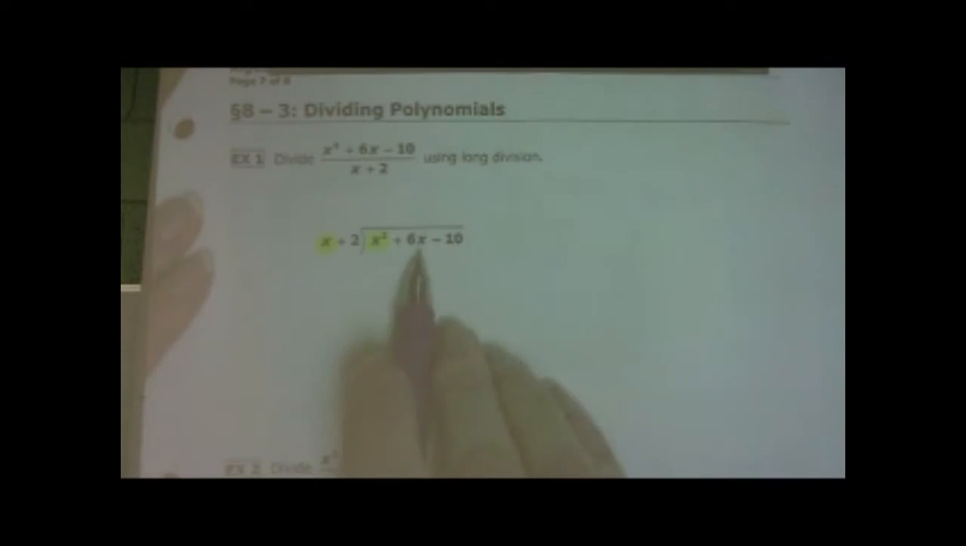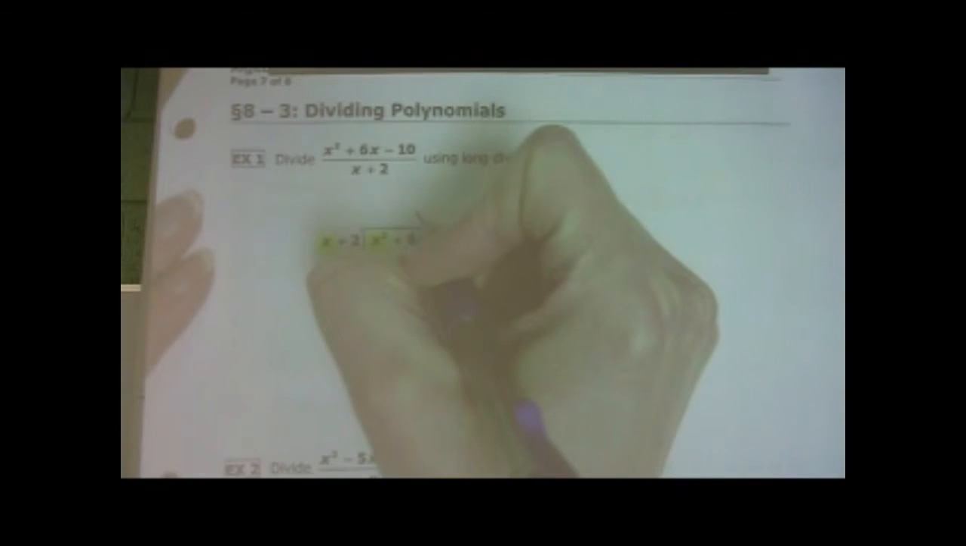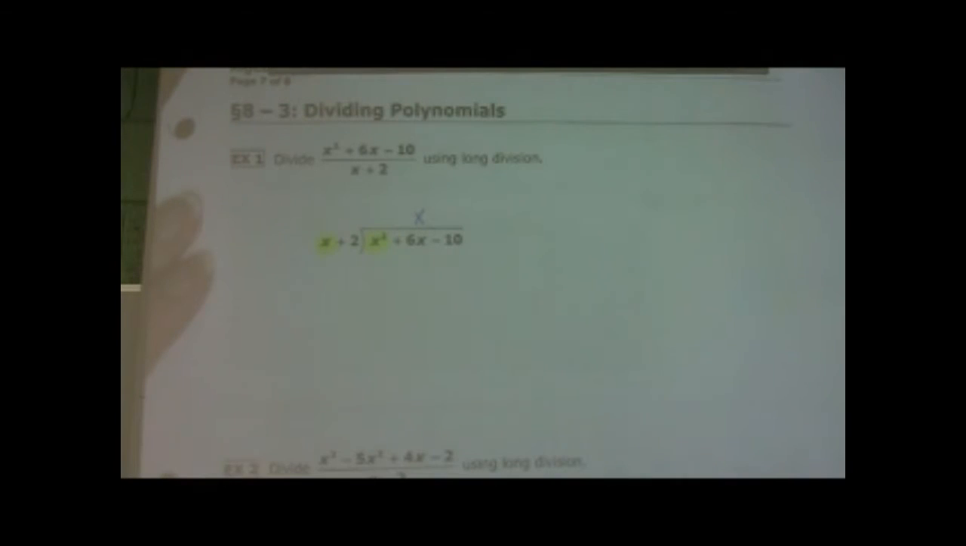I'm going to look where I have the x term, which is here, and I'm going to put my x above it. Now, remember where we multiplied this times what was over here? We're going to do that. And remember, in order to do that, we have to distribute. So x times x is x squared. x times 2 is 2x.